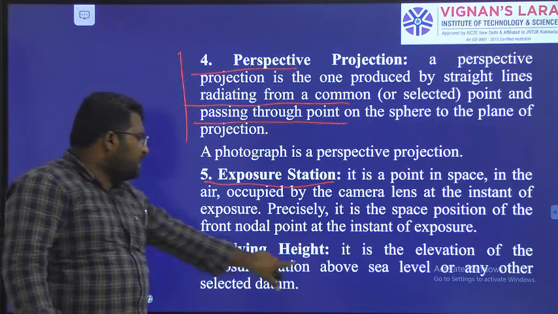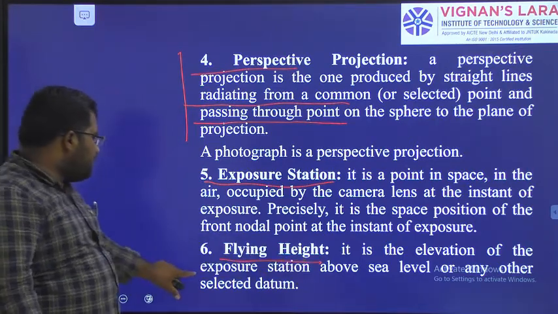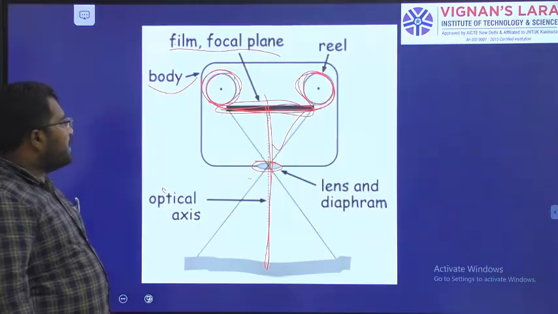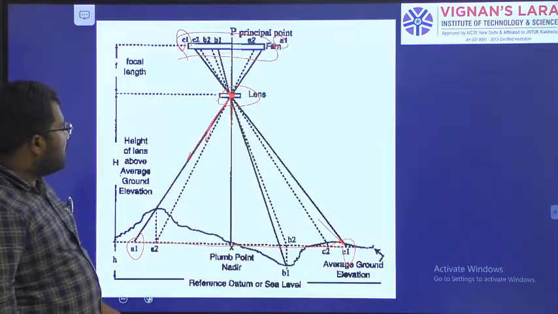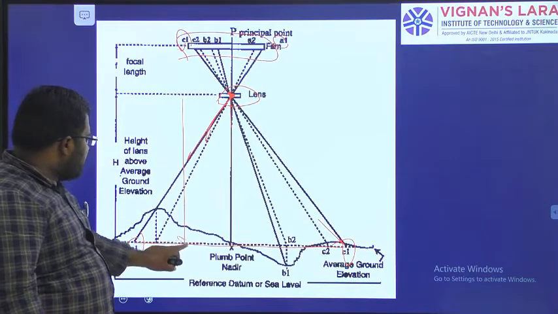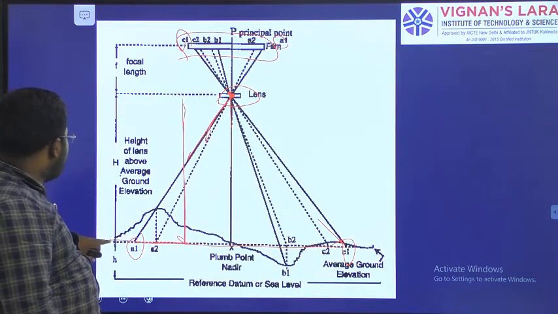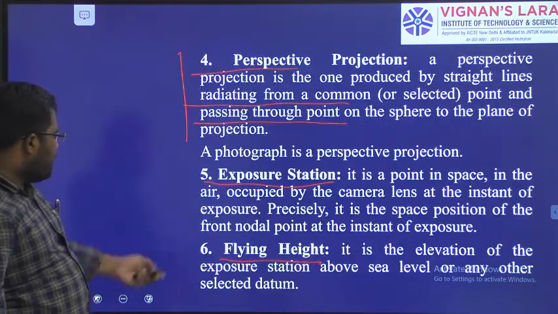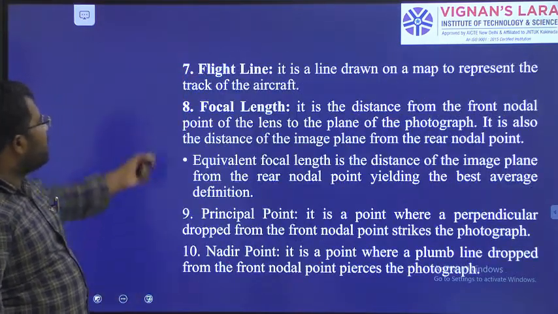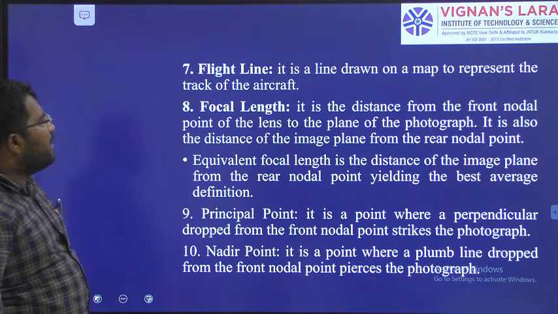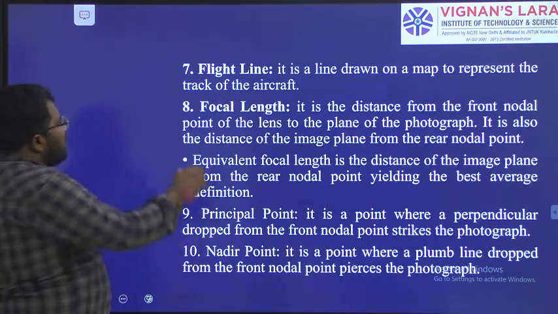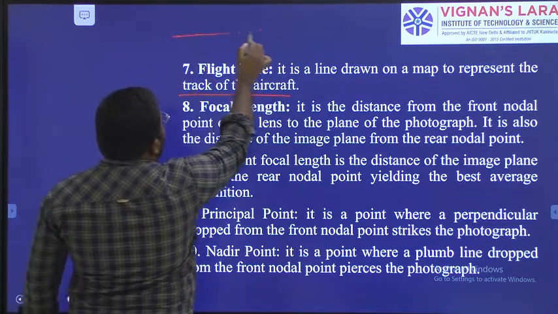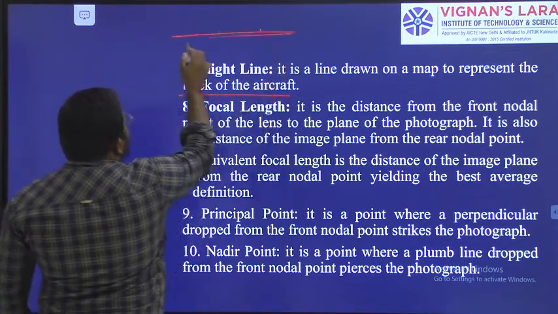Next, flying height. Flying height is the elevation of the exposure station above sea level or any other selected datum. So here the height from the datum to here is called the flying height. Next, coming to the flying line. It is the line drawn on a map to represent the track of the aircraft. If this point continuously takes photos, that track is called the flying line.